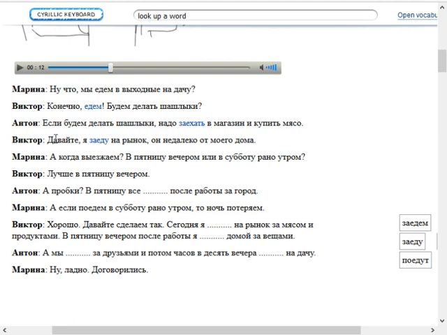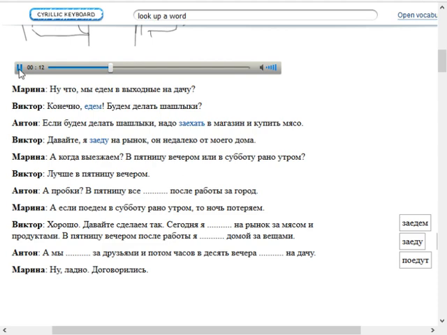Давайте, come on. Я заеду на рынок. Again, заеду. So I'll stop in basically. I'll pop in quickly на рынок, at the market. Он недалеко от моего дома. He's not far from my house.